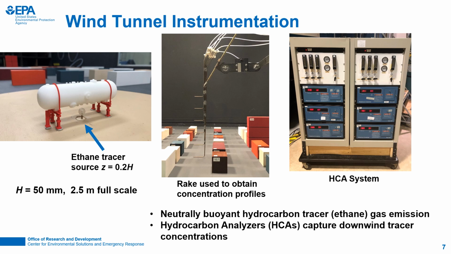To obtain profiles of tracer concentrations, a metal rake apparatus with equally spaced ports was mounted to a traverse system and moved throughout the model. An air sample was drawn through each end of the rake, through a tube, and into its respective hydrocarbon analyzer. And although it's not pictured here, we also collected a limited amount of flow measurements using a laser Doppler velocimetry system.